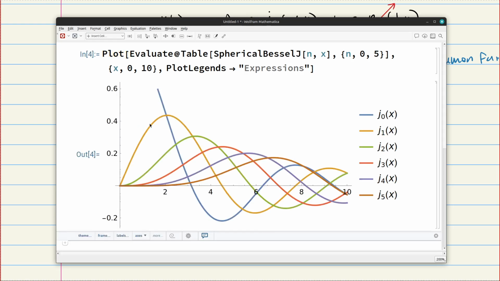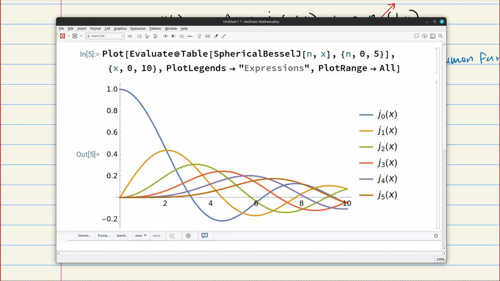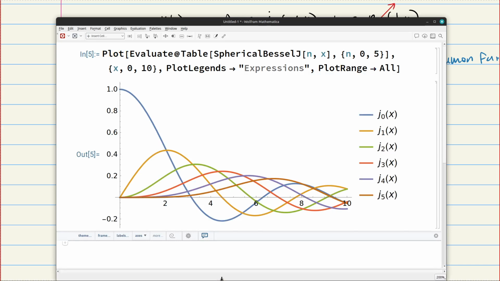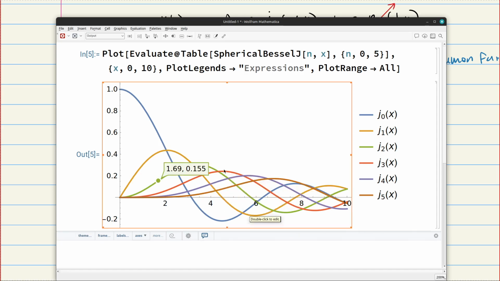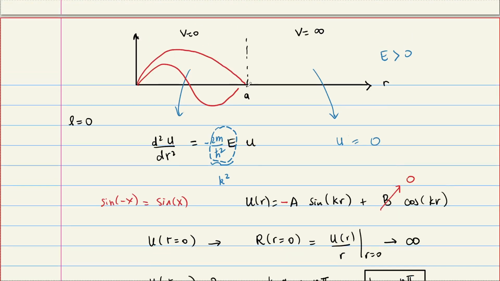Right, so the blue one here, okay, also I need to do PlotRange All. So the blue one is this sine x over x, yellow one is the next one, right? It's harder to track, and then the green one, and you can see they have zeros, and the zeros you match in such a way that you feed it into your boundary condition here.